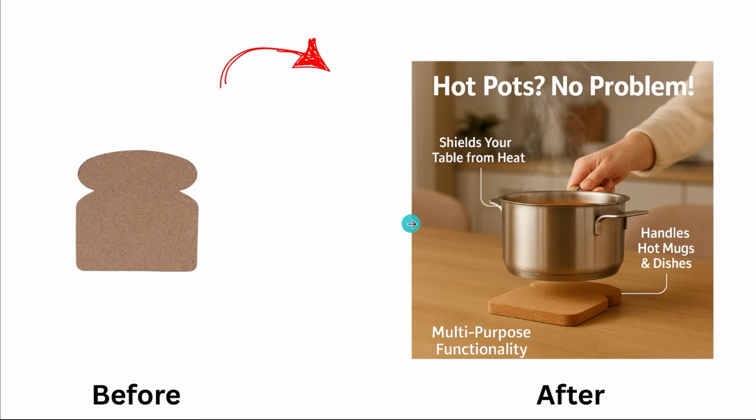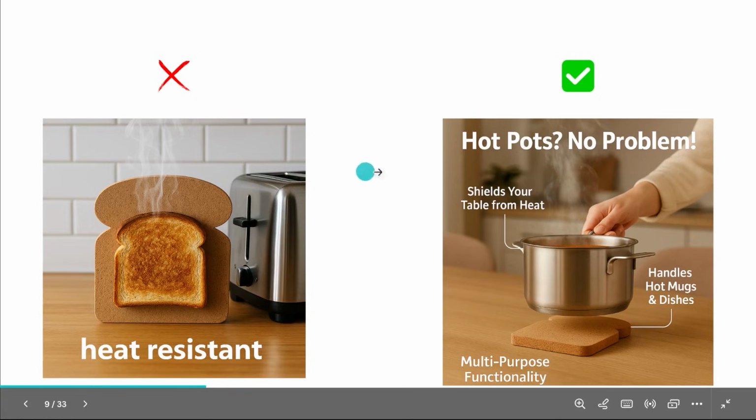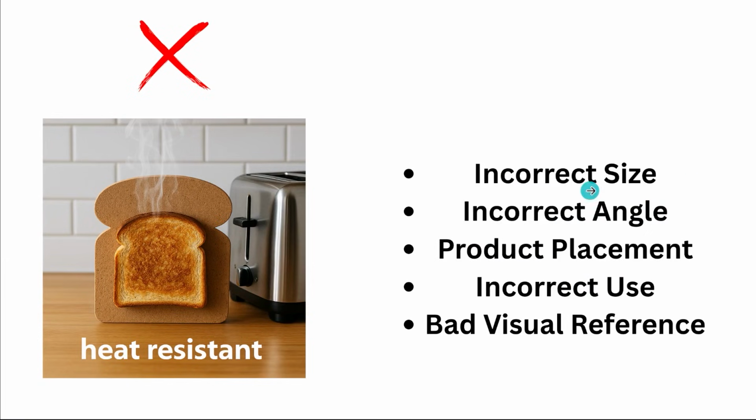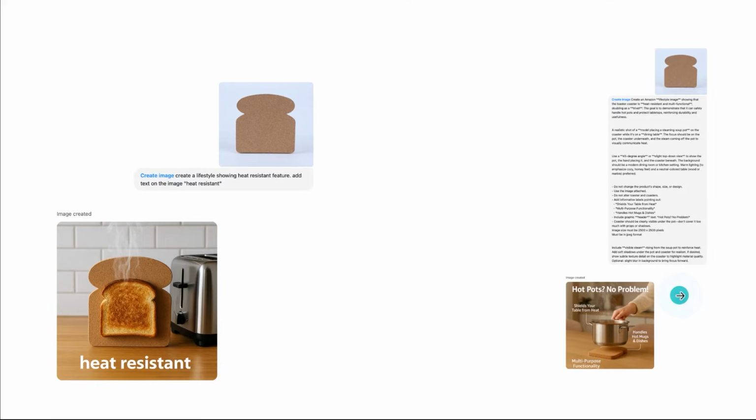So here's an example. This was the image before. That is the result after with one single prompt. And if you give a bad prompt, this is what you're going to get, which is on the left. If you give a good prompt, this is what you're going to get. The image on the left had an incorrect size, an incorrect angle, the product placement was off, the use of the product was also way off, and the visual reference was not correct. That is if you give a bad prompt. But if you give a good prompt, your angle, the use of the product, the visual reference, and the copy, everything is just going to be good.